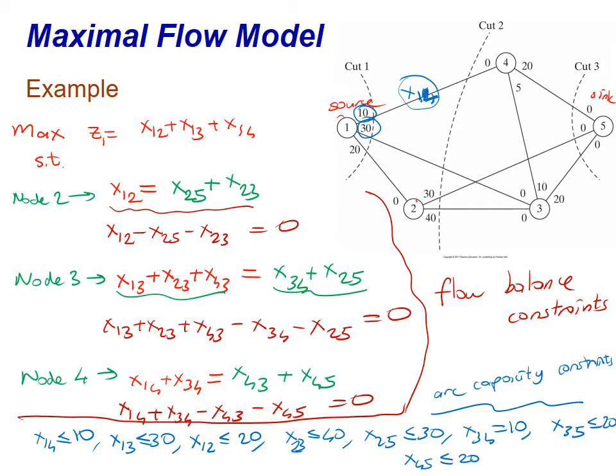And one final thing, which is the sign restrictions. xij should be greater than or equal to 0 for all i and j. This is the sign restriction. And this is the model. We have this objective function, subject to flow balance constraints written for all nodes, and arc capacity constraints which are written for all arcs, and the sign restriction. This is the LP formulation for the maximum flow problem.